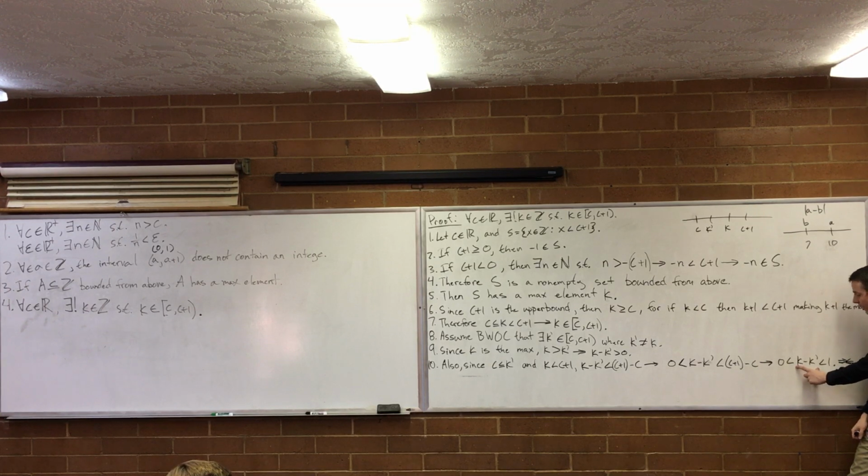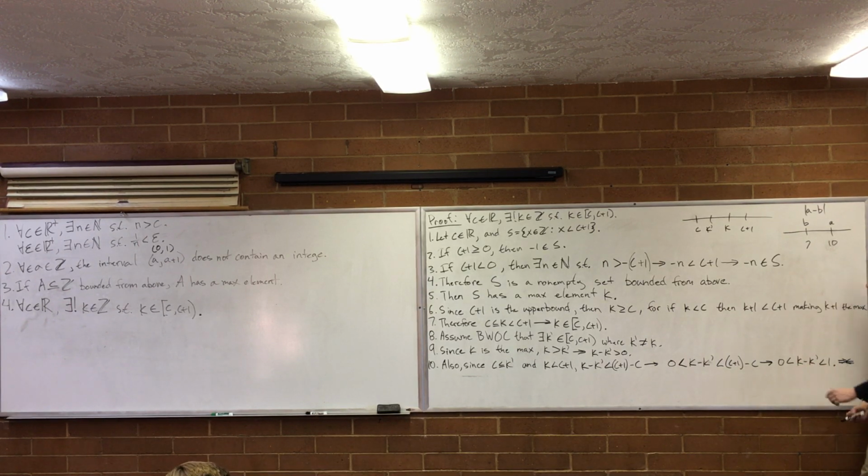Why is this only saying one integer is between 0 and 1? Isn't this saying that we have two integers between 0 and 1? No, it's saying we have one. What's that integer? It's k prime minus k. It's k minus k prime. Do you guys understand that this is just another way of writing an integer?